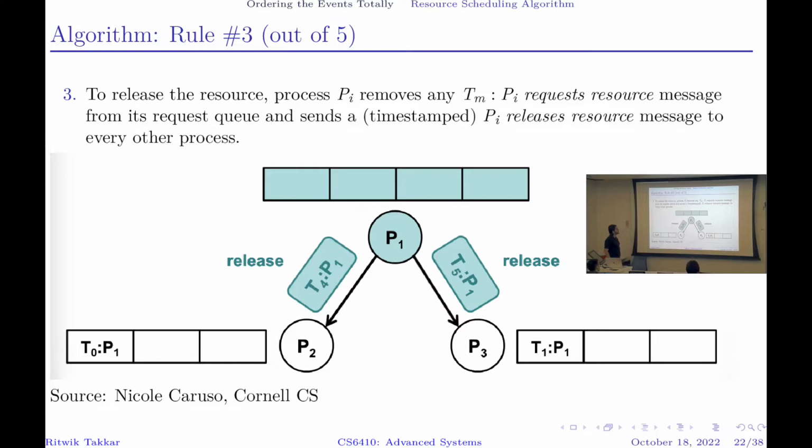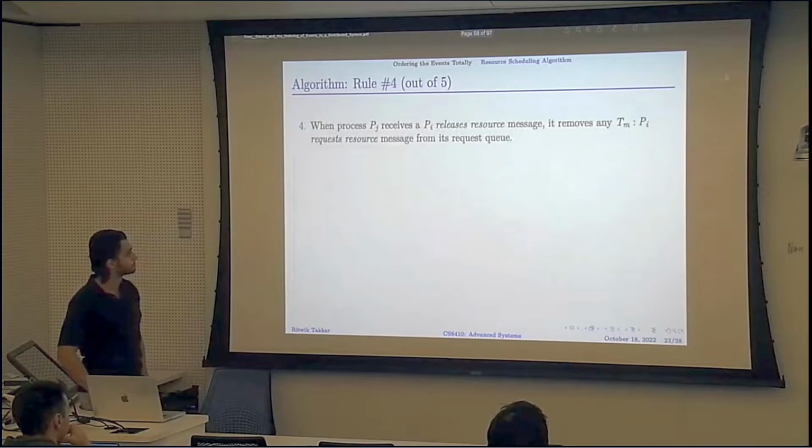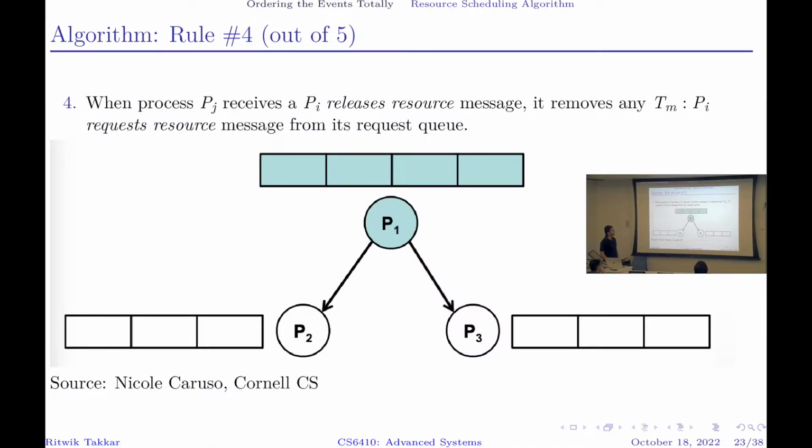So P1 releases the resource and removes its own T sub n: P_i requests resource message from its request queue, and sends the timestamp P_i releases resource message to every other process. So this is P1 sending its release messages to other processes in the system. Now we have the request queues of each process empty. That's P1 done using the resource.